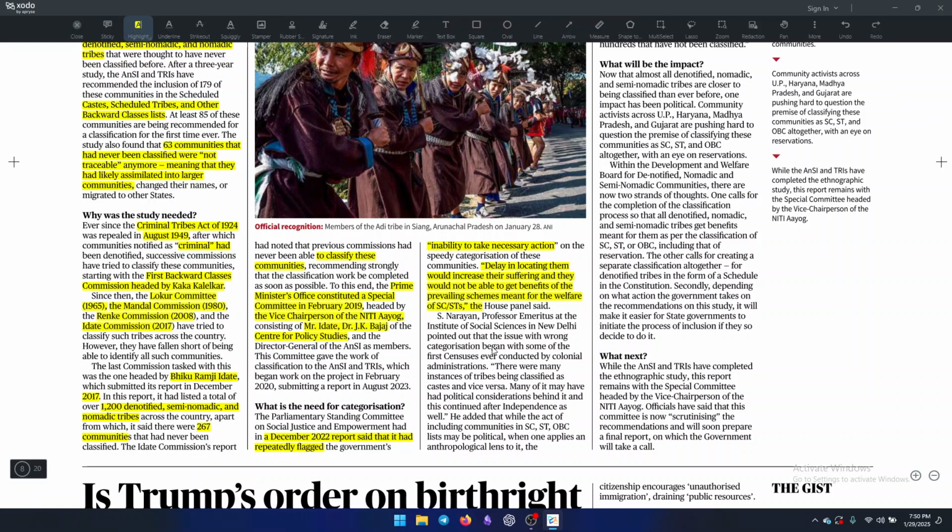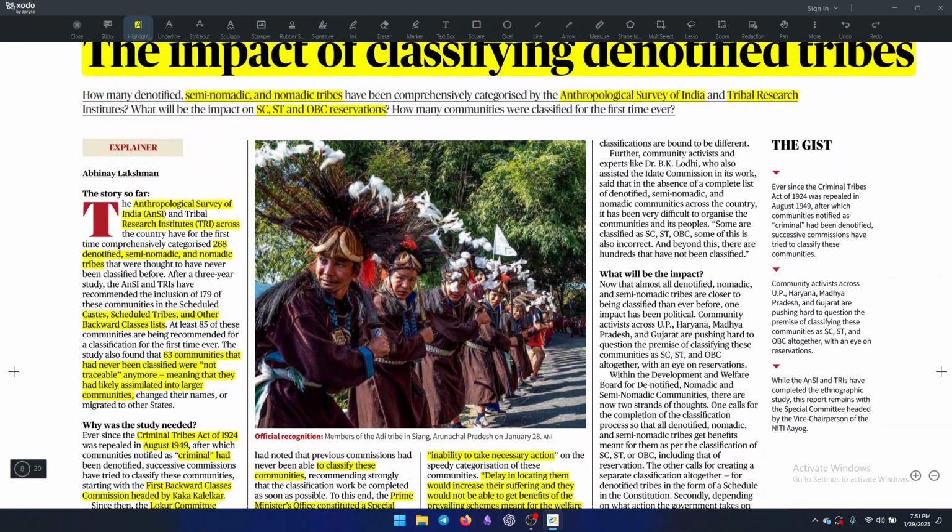S. Narayan, Professor Emeritus at the Institute of Social Sciences in New Delhi, pointed out that the issue with wrong categorization began with some of the first censuses ever conducted by colonial administrators. There were many instances of tribes being classified as castes and vice versa. Much of it may have political considerations behind it, and this continued after independence as well. He added that while the act of including communities in the SC, ST, OBC list may be political, when one applies an anthropological lens to it, the classifications are bound to be different.